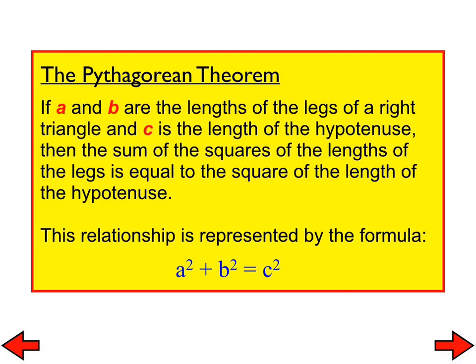The Pythagorean Theorem works like this. If A and B are the lengths of the legs of a right triangle and C is the length of the hypotenuse, then the sum of the squares of the lengths of the legs is equal to the square of the length of the hypotenuse. This relationship is represented by the formula a squared plus b squared equals c squared, and that is the Pythagorean Theorem.